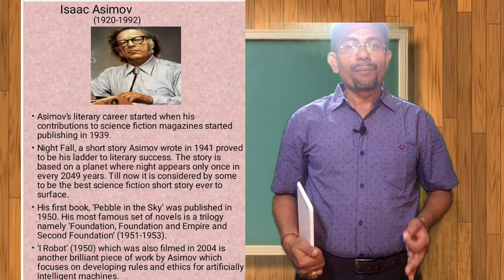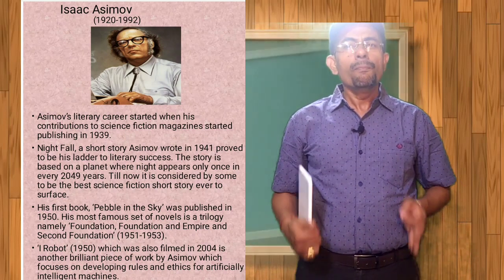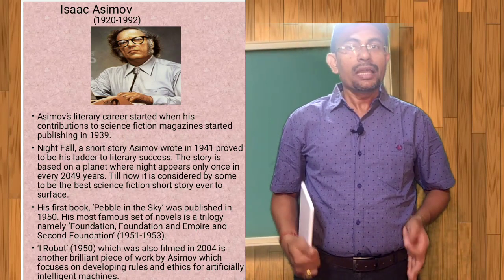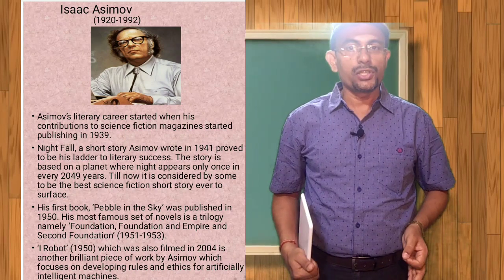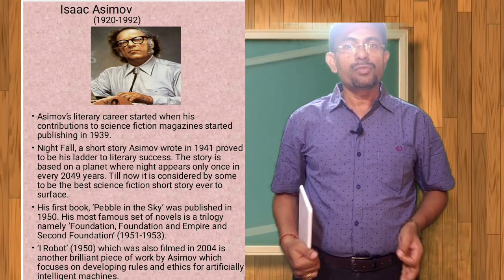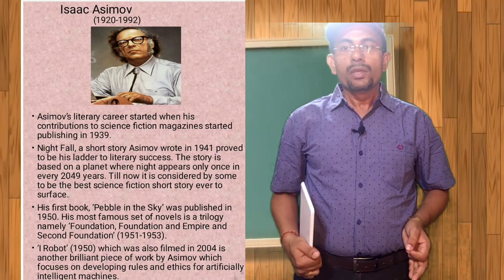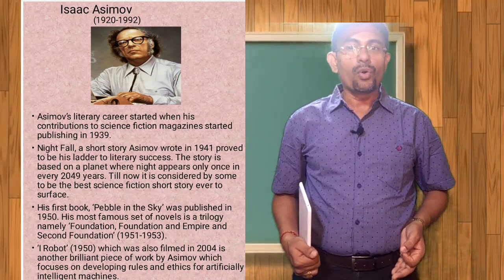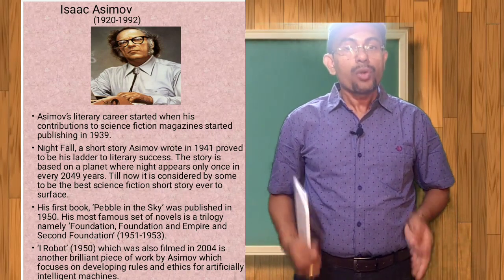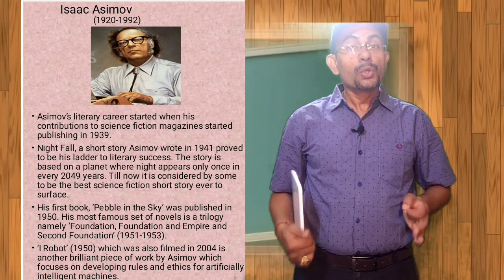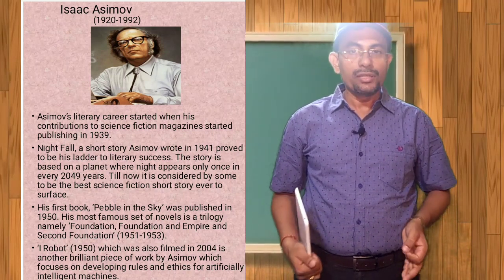His first book, Pebble in the Sky, was published in 1950. His most famous set of novels is a trilogy, namely Foundation, Foundation and Empire, and Second Foundation, which was published in 1951. I, Robot, which was published in 1952 and filmed in 2004, is another brilliant piece of work by Asimov, which focuses on developing rules and ethics for artificially intelligent machines.